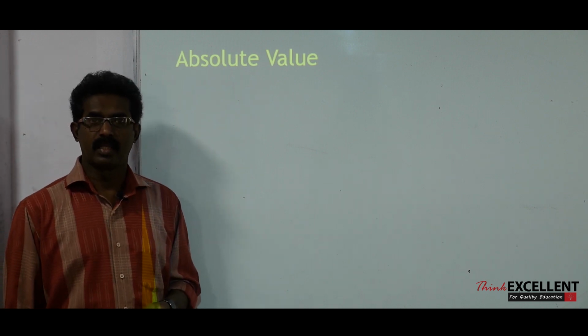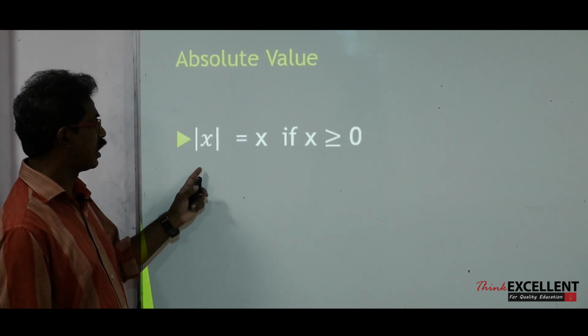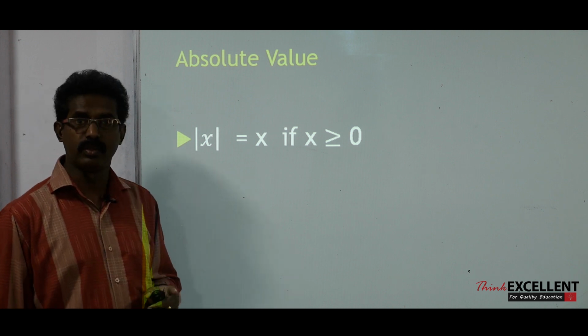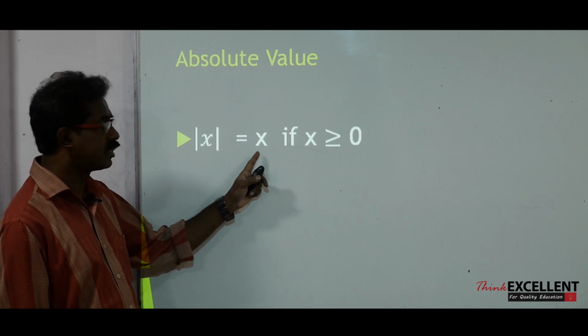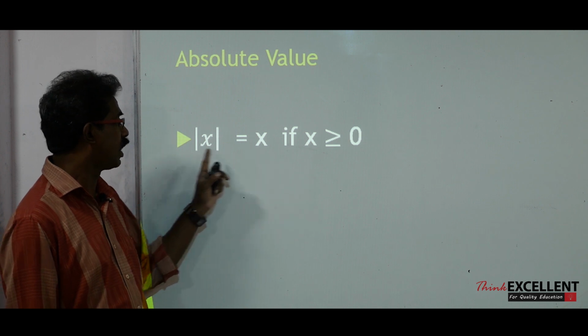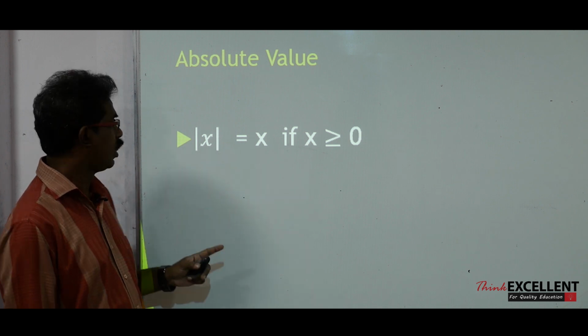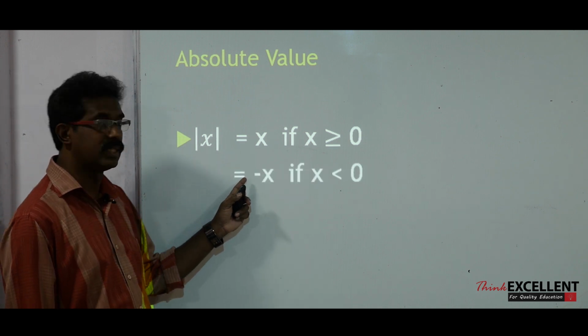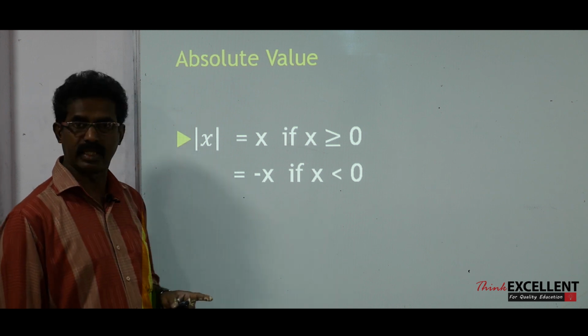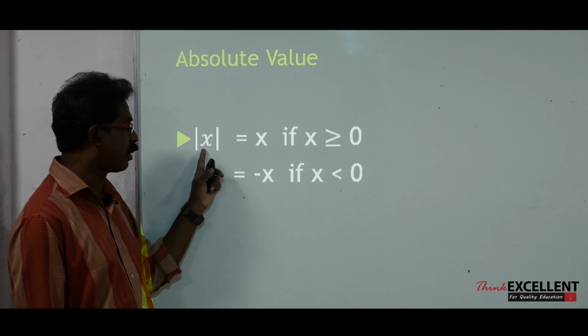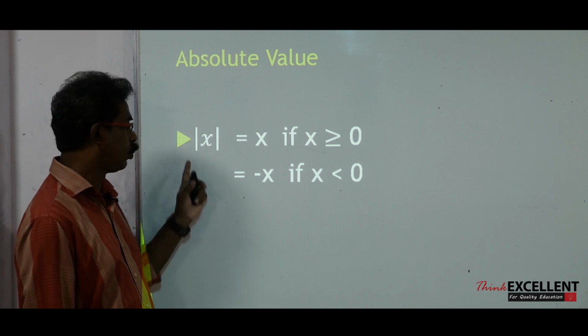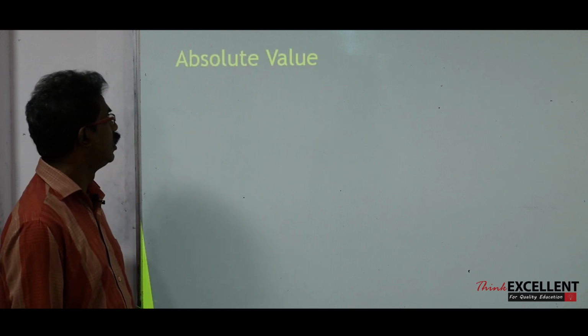Absolute value or modulus value. Modulus x has two cases. We write x itself if x is positive, or minus x, that is, we change the sign, if x is negative. If x is positive, we write the number as it is. If x is negative, we change the sign and write.